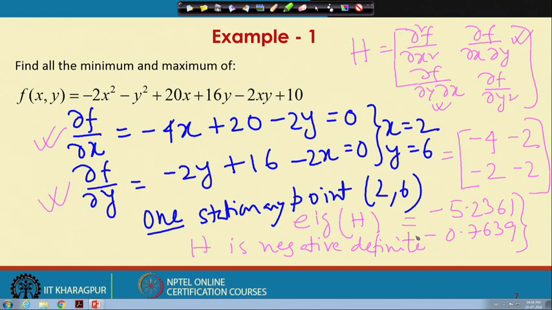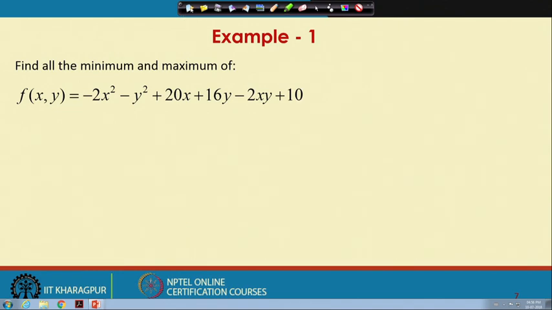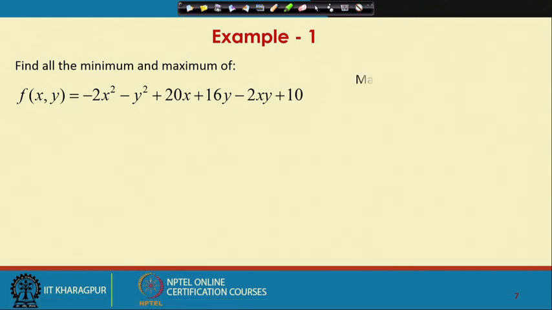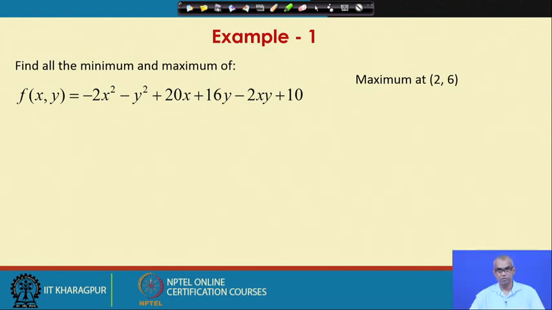If Hessian matrix is negative definite, it means the stationary point 2, 6 is a local maximum. So, local maximum at 2, 6, that should be the answer. So, maximum at 2, 6.